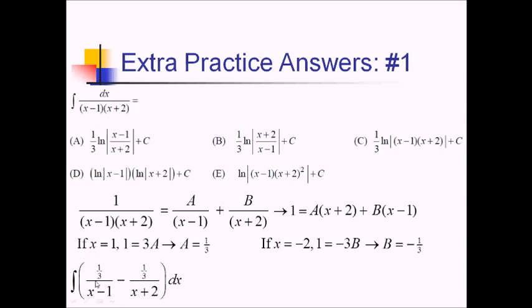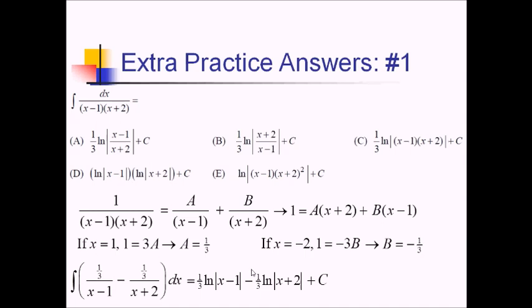Now I'll take our antiderivative going left to right. So we've got 1/3 ln absolute value of x minus 1 minus 1/3 ln absolute value of x plus 2. And of course, don't forget your plus C. But now you might notice this doesn't look like any of the answer choices, so that means we have to simplify the logarithm to match one of the choices.